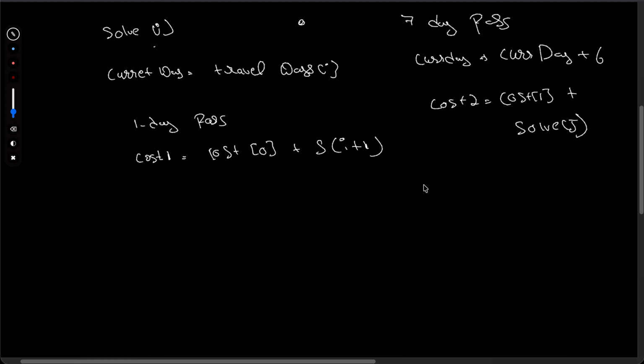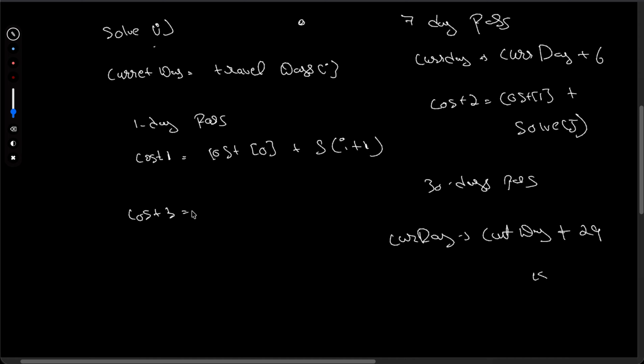Okay, now option 3, 30-day pass, so we cover current day plus 29. Find next uncovered index, k. Then cost of 3 is cost of 2 plus solve of k. So the final recurrence is solve of I is equal to minimum of cost of 1, cost of 2, and cost of 3. So this is the recurrence.